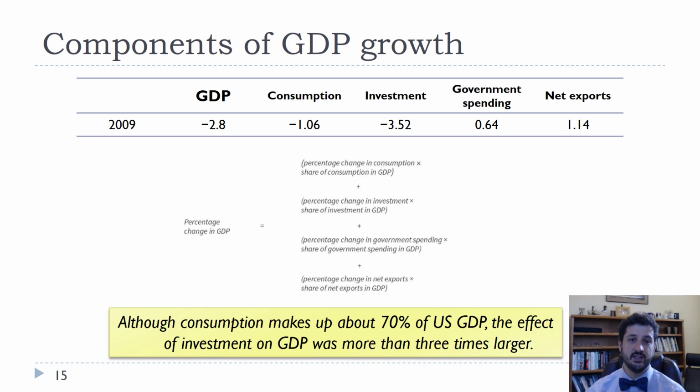So the reason that the recession wasn't even worse than it was is partly because of government spending. So government spending increased at the federal level, although it shrank at the state and local level, and because of net exports. So exports increased and imports decreased, which means that net exports actually contributed positively to GDP growth in 2009.